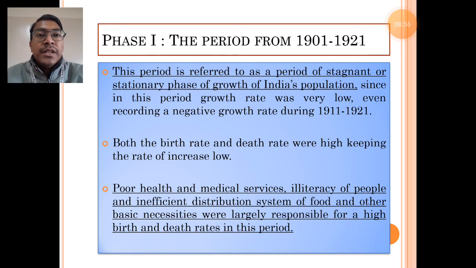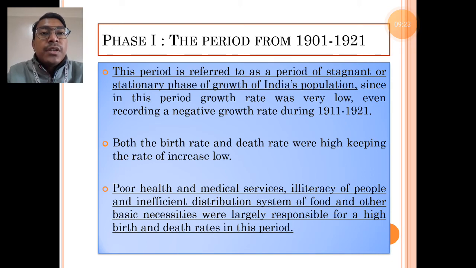Now we have a PDS, public distribution system, but at that time there were no such systems. In many areas people suffered from poverty and starvation, they did not get proper food, and they suffered from various kinds of diseases and illness, and they used to die actually. So this is phase 1, the period from 1901 to 1921.